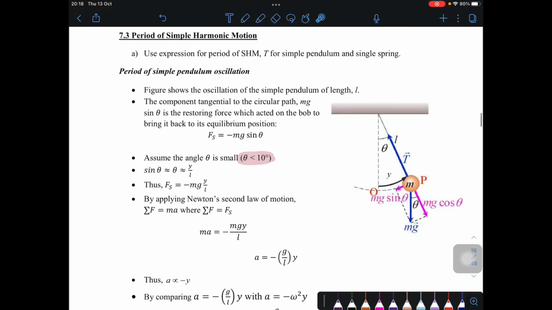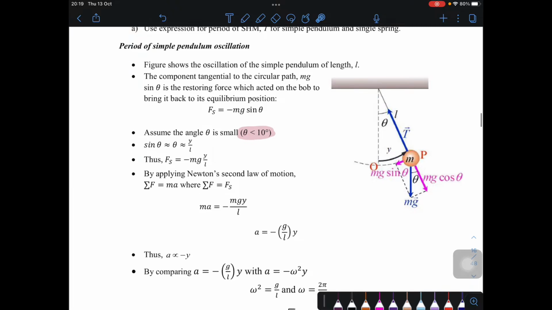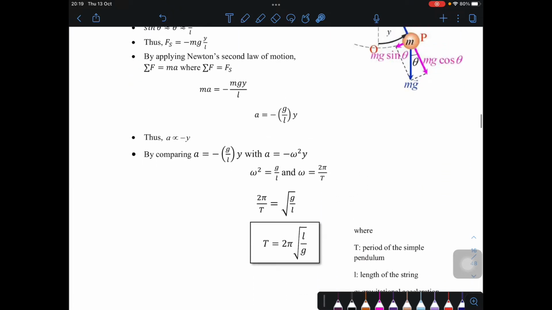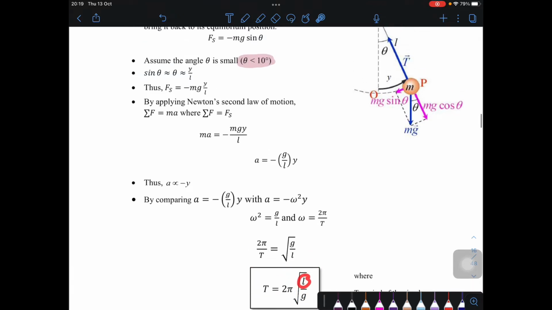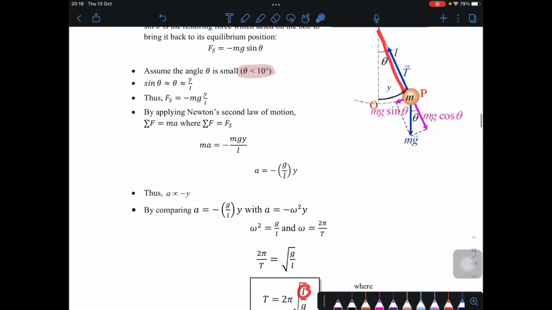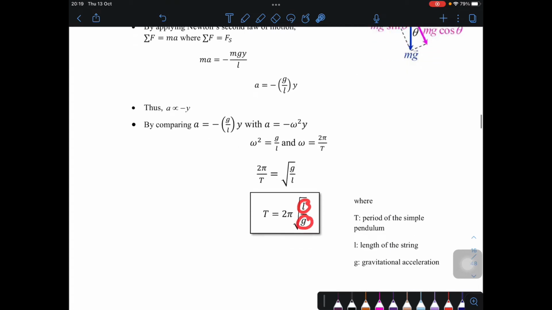Okay, let's look at the first one, which is simple pendulum oscillation, di mana we have a pendulum attached to a string and then it is being released. So the formula to find the period for this situation is this one. T is equal to 2 pi square root of L divided by g, di mana L adalah length of the pendulum, and g is the value for the gravitational acceleration.